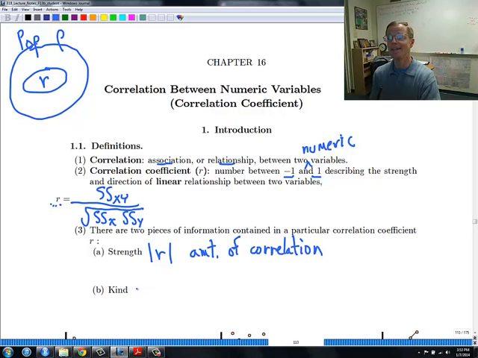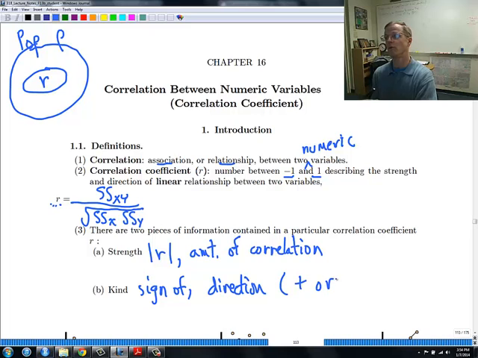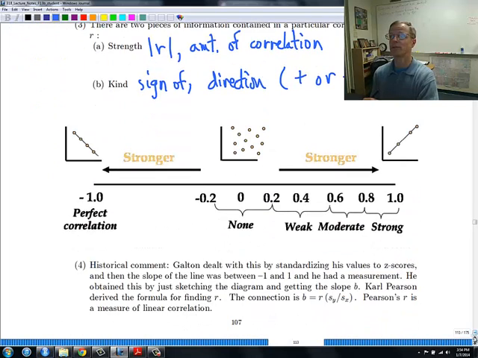Then the kind is the sign of r, okay? And that gives us the direction, and the sign is either going to be positive or negative. That's it. The following diagram captures all of these observations.